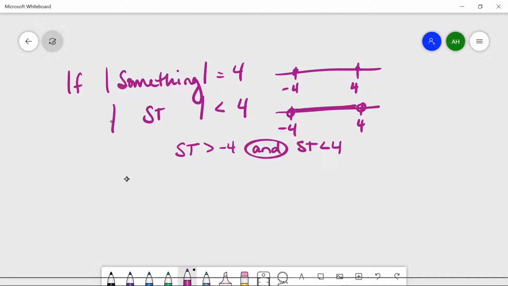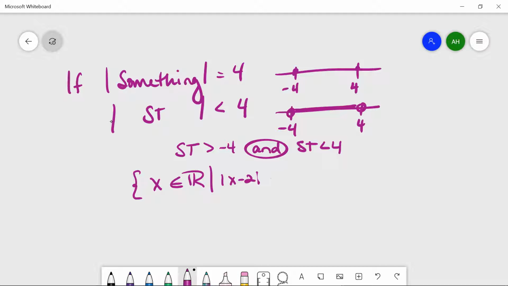If I've got that, I'm going to graph a set such that x is an element of the real numbers, such that the absolute value of x minus 2 is less than 4. All right, let's graph this. Because I have this less than sign, I'm going to have an "and." So I've got x minus 2 is going to be greater than -4, and x minus 2 is less than +4.